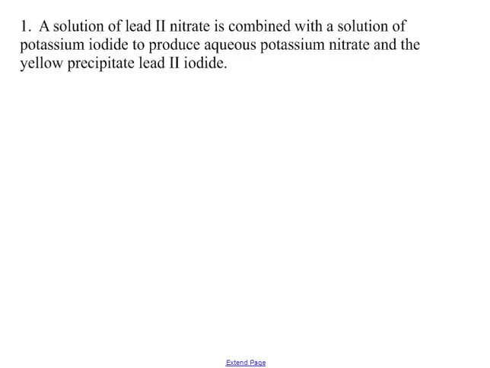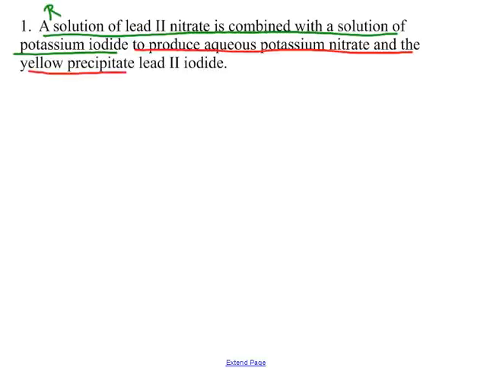So it says a solution of lead-2 nitrate is combined with a solution of potassium iodide. So those substances are your reactants. And then I see to produce aqueous potassium nitrate and the yellow precipitate lead-2 iodide. So those are our products.